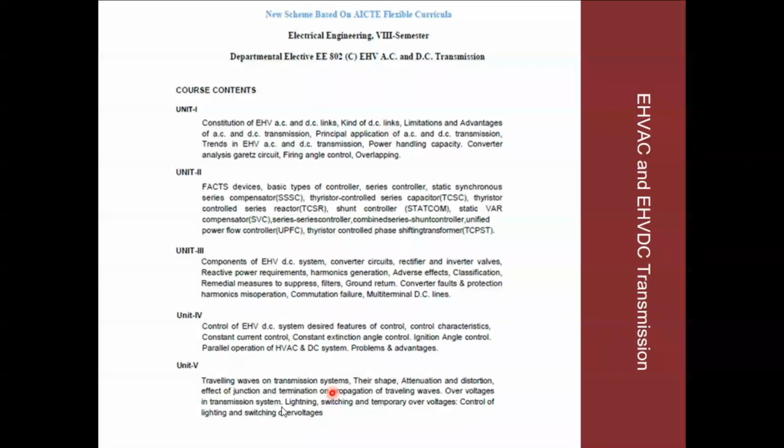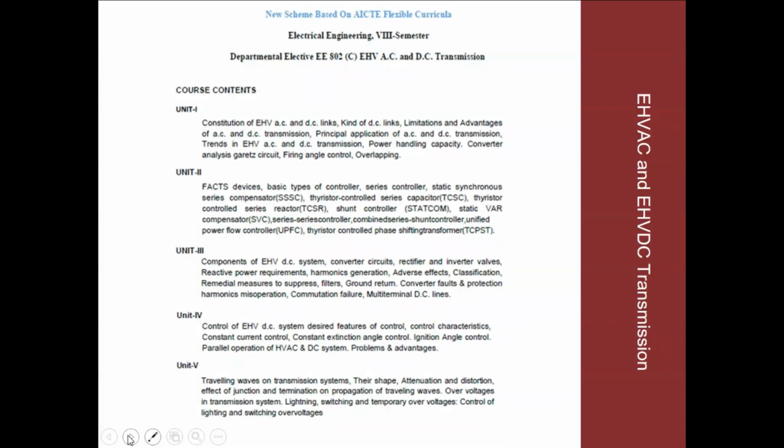In the fifth unit, we will see the traveling waves in the transmission system, shape of traveling waves, attenuation and distortion, effect of junction and termination on propagation of traveling waves, what is over voltages in transmission system, lightning, switching and temporary over voltages, and how it is controlled. So it is all about the syllabus of this subject.